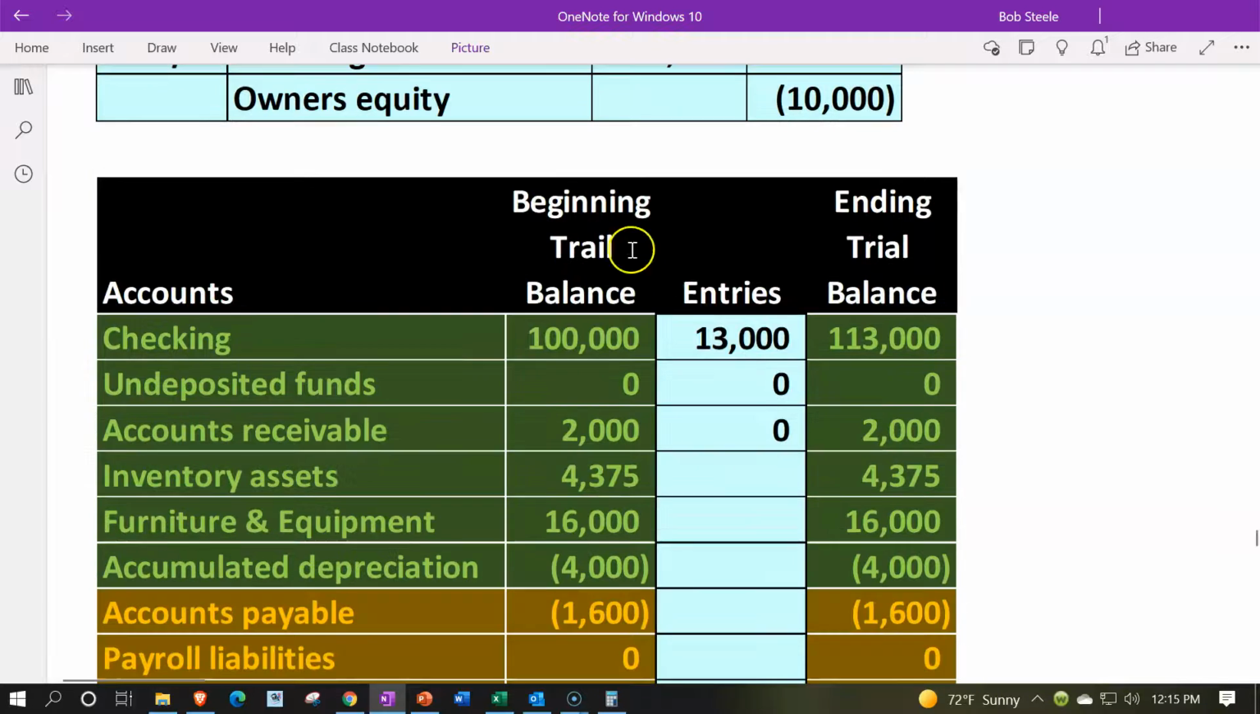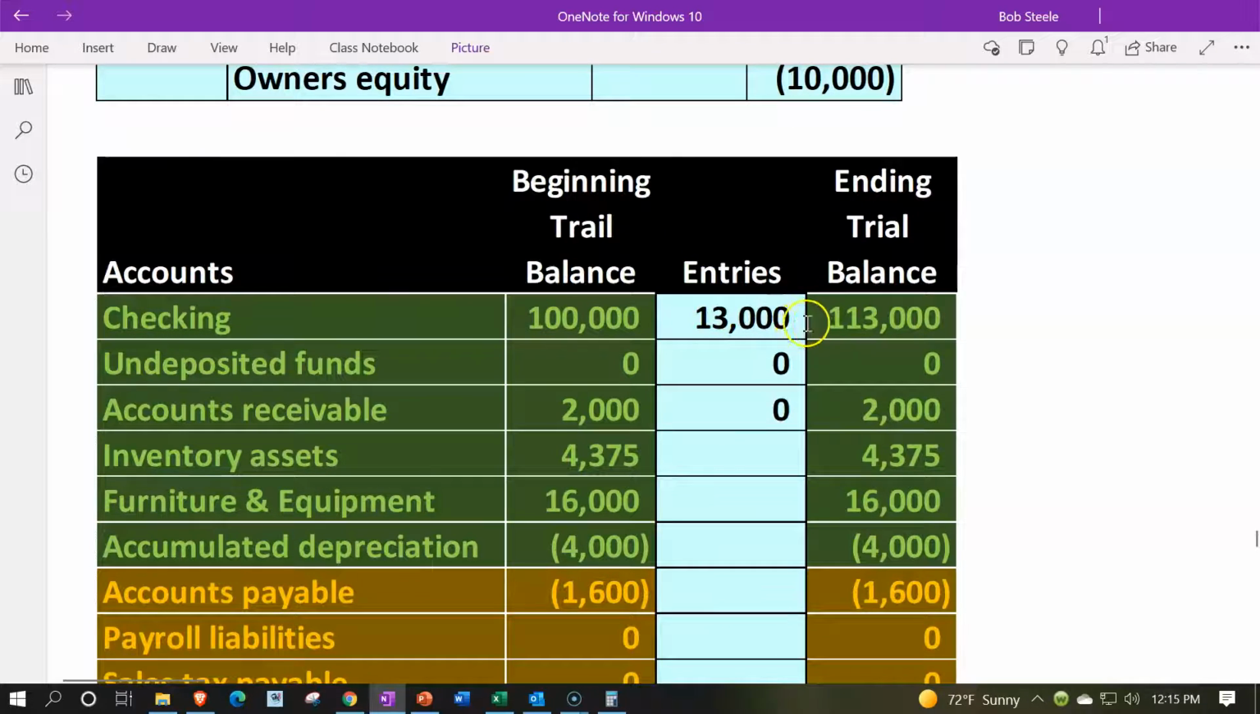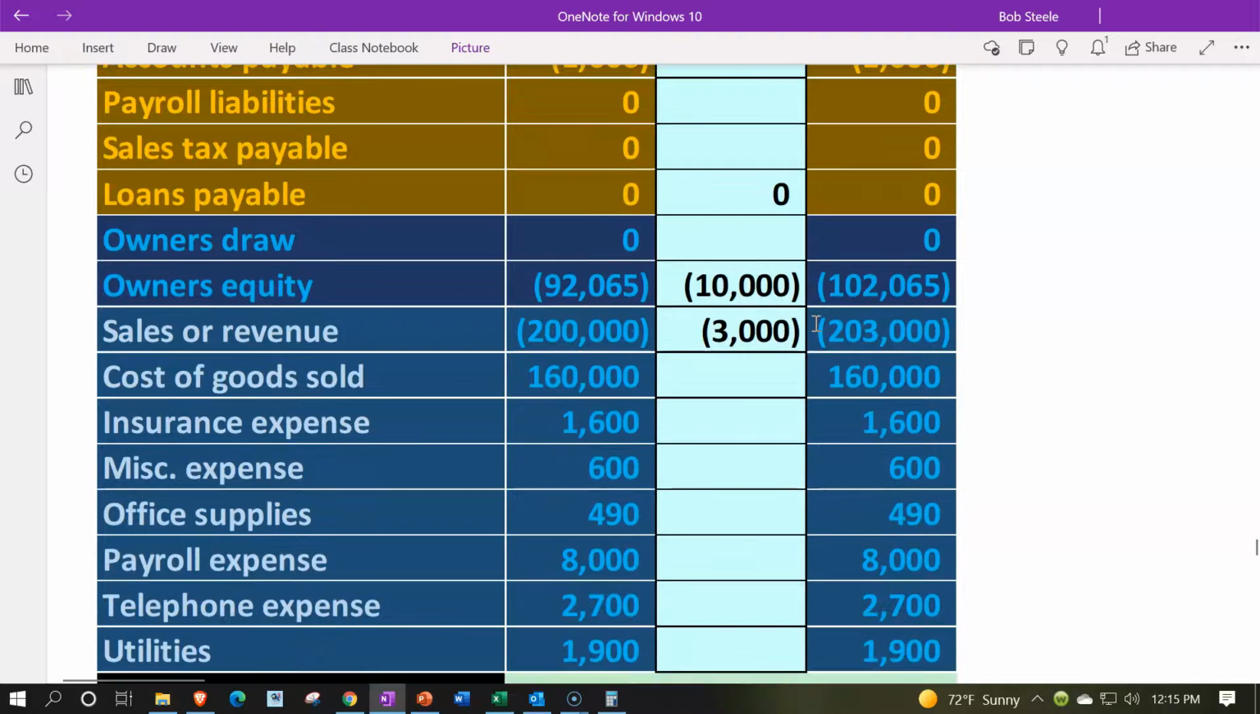So we're going to increase the checking account. So that is part of this $13,000 increase in the checking account. The other side, importantly, is not going into the income line item, but rather into the owner's equity line item for this amount, increasing the equity.